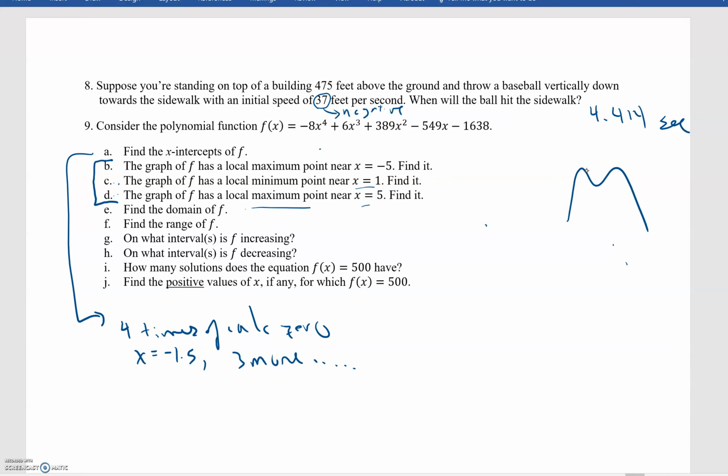So what's the domain of F? Well, this you should be able to immediately answer. It's a 4th degree polynomial with no restrictions because this is not a word problem. So its domain is all real numbers.